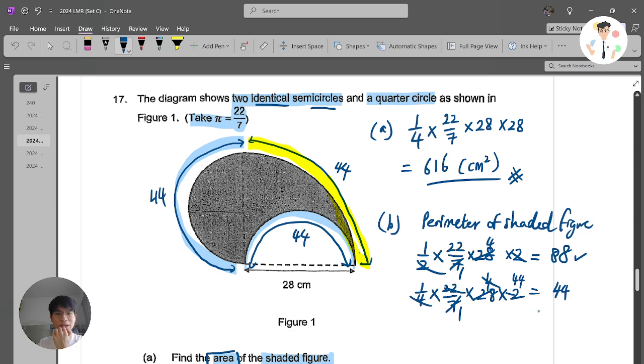I mean, if you are good with this, you don't need to calculate so many times. You just times 3, you should get it already. But anyway, 88 plus 44, and you get the answer is 132, and this is in cm.